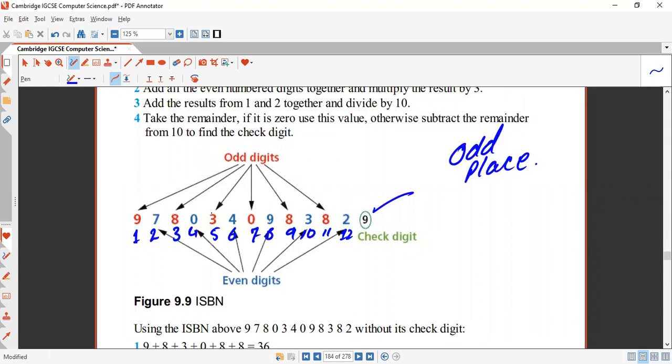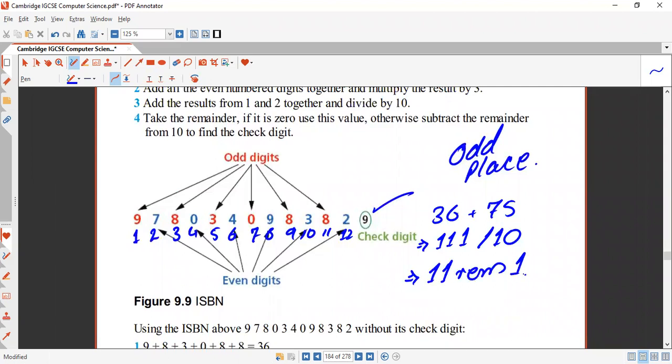Now for step number 3: add the results from 1 and 2 together and divide by 10. That means I need to add up 36 plus 75. I will get the answer 111. I need to divide that by 10, so I will get the answer 11 remainder 1. 10 elevens are 110 and the remainder is going to be 1.